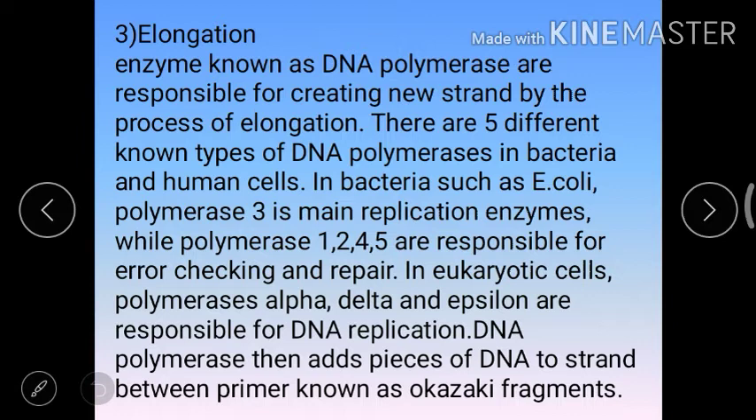There are basically 5 different types of DNA polymerase in bacteria and in human cells. Like in bacteria such as E. coli, polymerase 3 is the main replication enzyme, while polymerase 1, 2, 4 and 5 are only responsible for error checking and repair. And in eukaryotic cells, polymerase alpha, delta and epsilon are responsible for DNA replication. DNA polymerase then adds pieces of DNA to the strand between primers, which are known as Okazaki fragments.